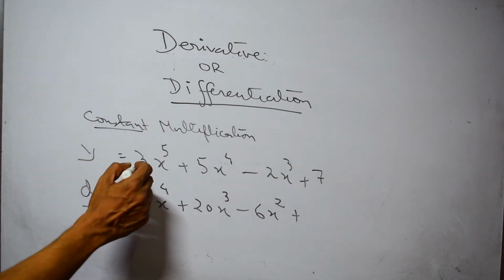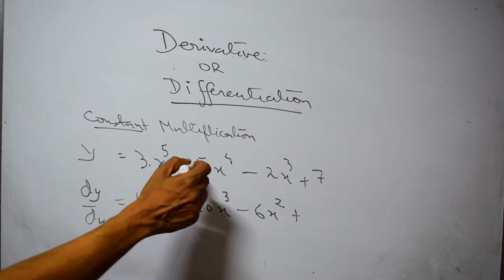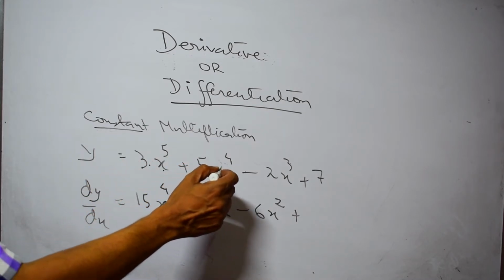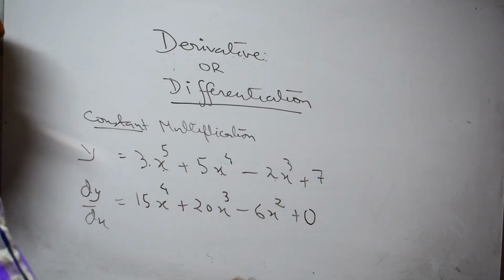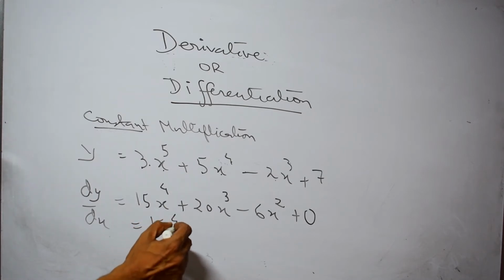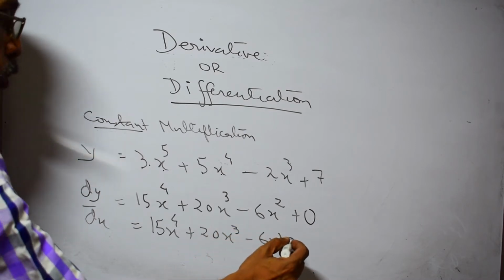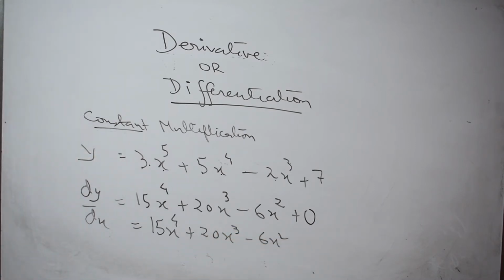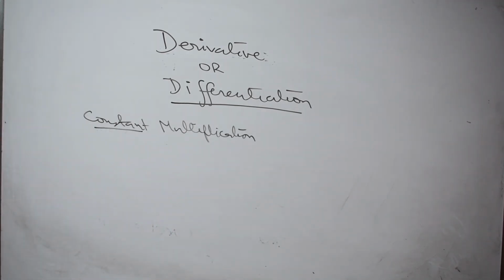Constant multiplication, I am trying to indicate that 3 is with the variable x to the power 5, 5 is with the variable part x to the power 4, 2 is with x to the power 3, but 7 is without any variable, so it will become 0. So the answer will be 15x to the power 4 plus 20x to the power 3 minus 6x squared. This is the constant multiplication idea I have tried in the case of differentiation of y. Y means the variable, that is f(x).